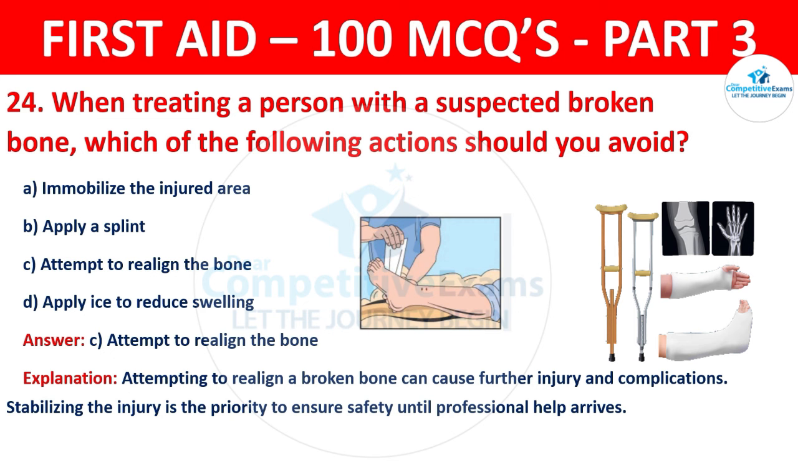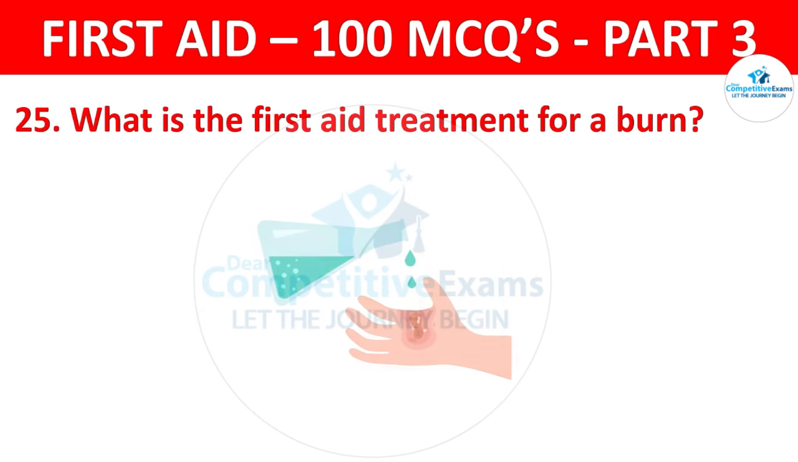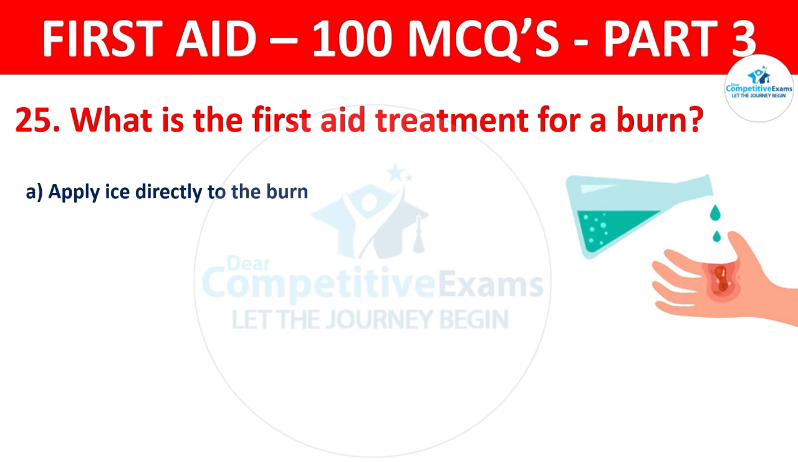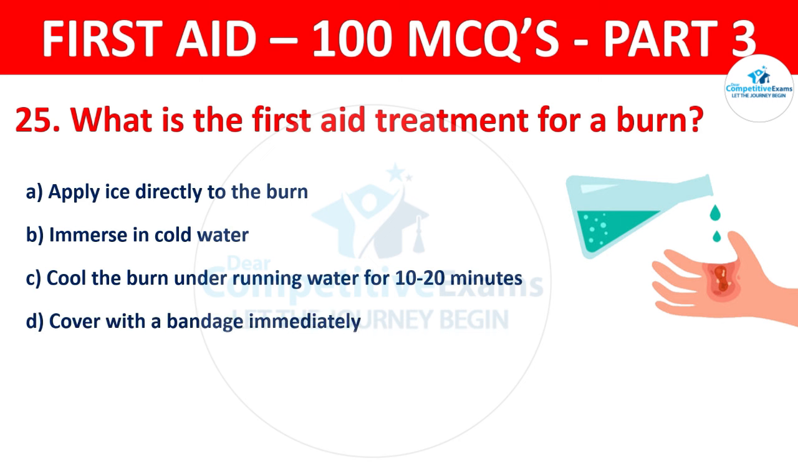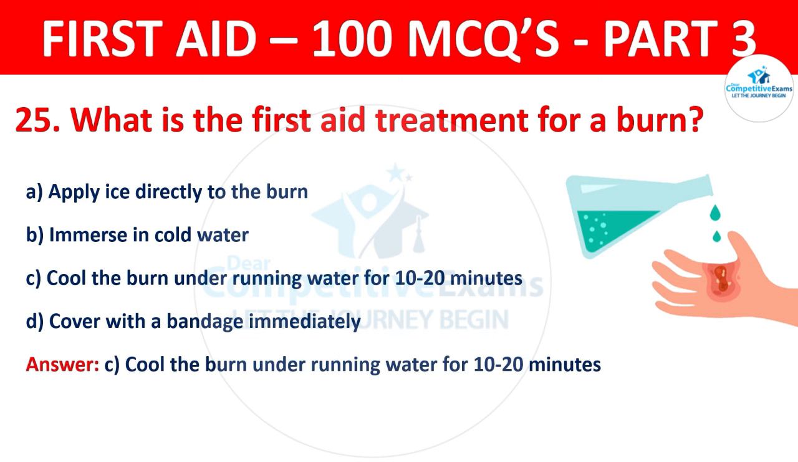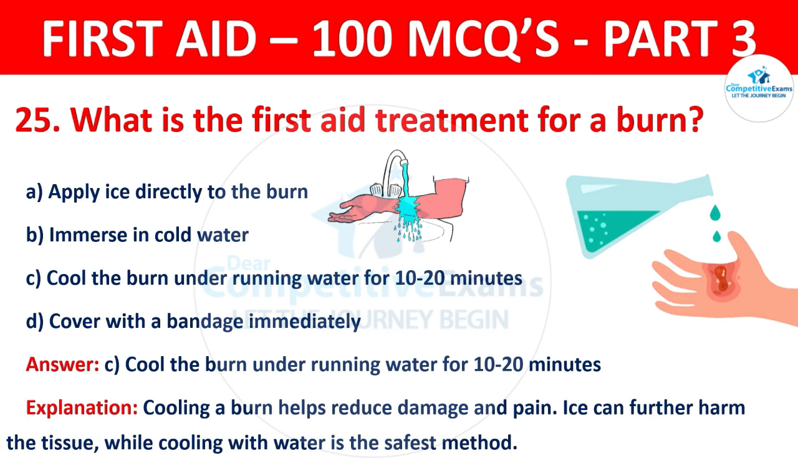Question number 25. What is the first aid treatment for a burn? The options are: apply ice directly to the burn, immerse in cold water, cool the burn under running water for 10 to 20 minutes, or cover with a bandage immediately. The correct answer is C, that is cool the burn under running water for 10 to 20 minutes. Cooling a burn helps to reduce damage and pain, but ice can further harm the tissue, while cooling with water is the safest method.